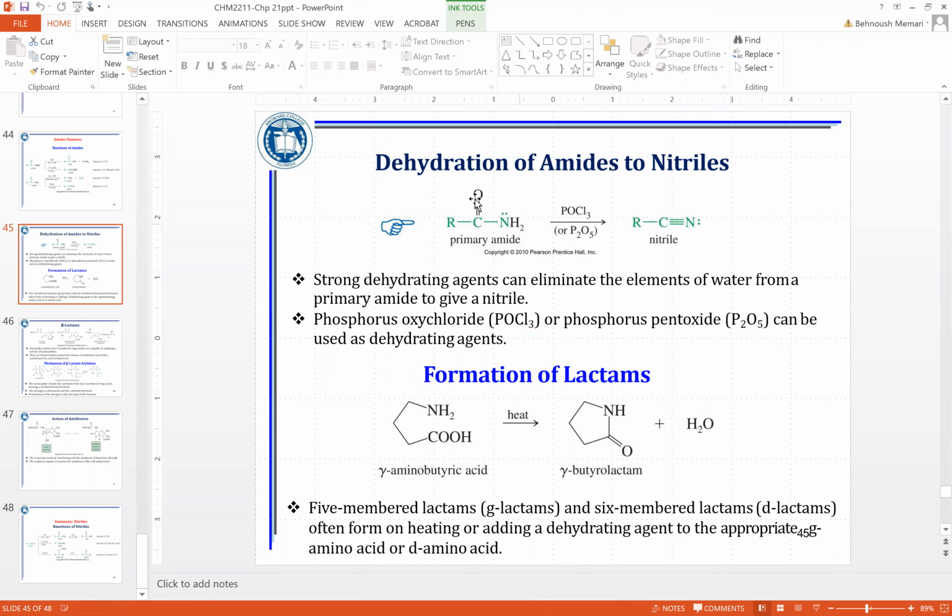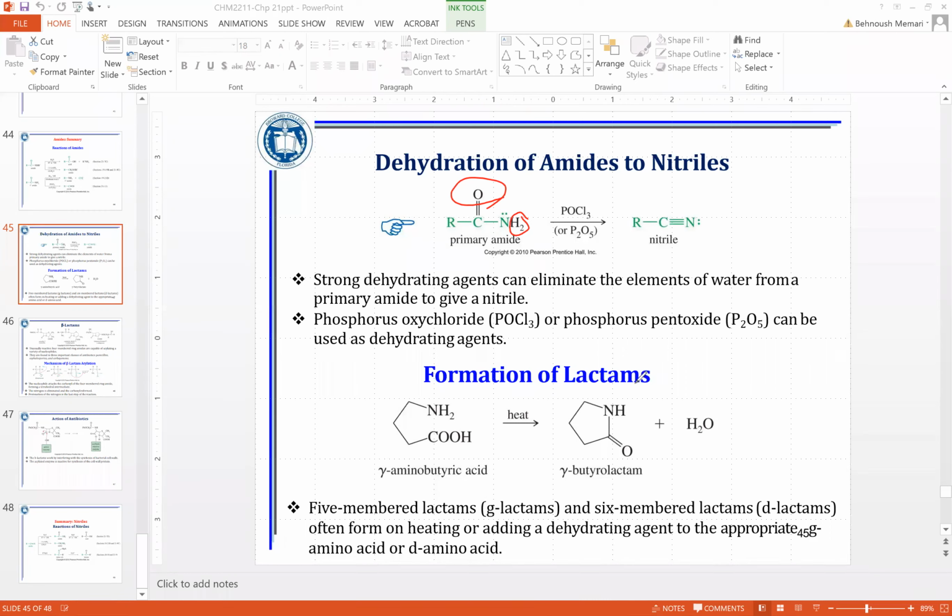So it can dehydrate, basically. The amide can be dehydrated to nitrile. When you dehydrate, the 2 hydrogens from NH2 have to be present, meaning it must be primary, and the oxygen from the CO double bond is removed. You can use phosphorus oxychloride or diphosphorus pentoxide.